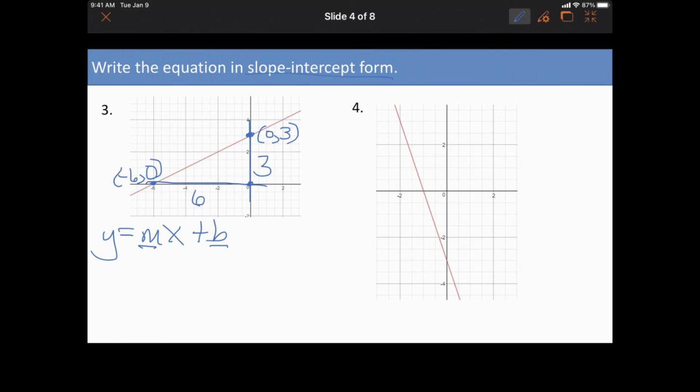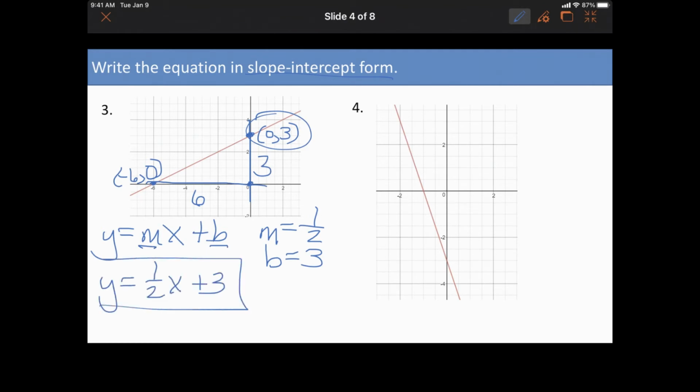So it's rise over run. So it's 3 over 6 or a half, 1 over 2. The y-intercept, we can see here, is 3. So using substitution, here's your equation.